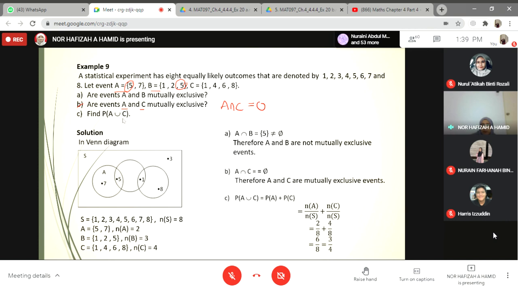Okay, so you boleh pakai formula ni. So dapat 3/4.